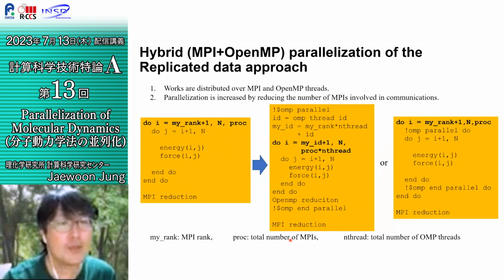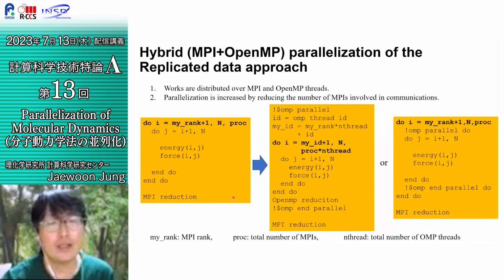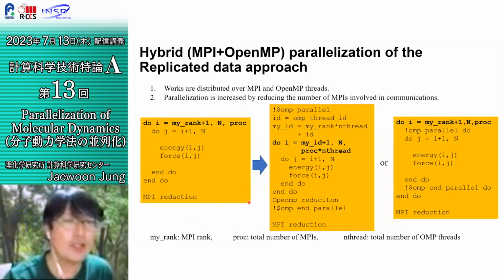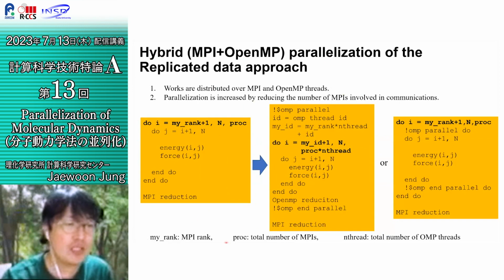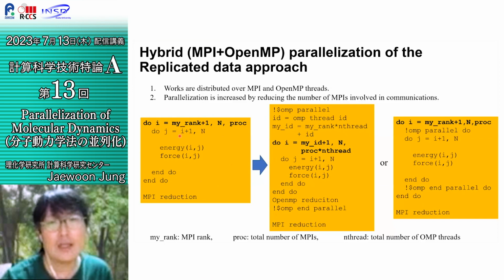And similarly, based on this scheme, we can also consider the hybrid parallelization in this way. This is just an example. I think there will be many ways. So let's consider one example here. If we consider only the MPI parallelization, based on MPI rank, we can parallelize in this way. This is the same as the previous case.